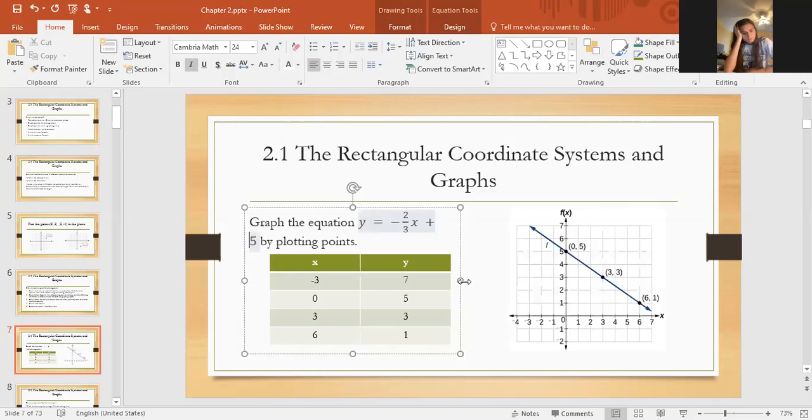Plus 5. Okay. So this equation, we want to represent it on this graph. At x equals -3, we will have 7. At x equals 0, we have 5. At x equals 3, we have 3. And at x equals 6, we have -4 plus 5 equals 1. I hope you all understand how to make this graph.